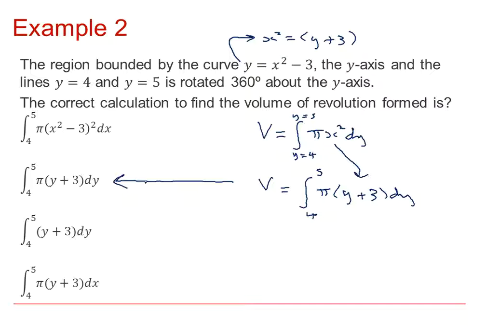is this second one. If we look at the mistakes that have been made in the first one, it looks as though instead of x squared, they've used y squared, so they have the wrong formula. In the third one, it looks okay initially, but on closer inspection you can see they've missed out the pi from the formula. And the last one again looks okay, but on closer inspection you can see they've got the wrong variable. It should have been dy. So the correct one was the second one.